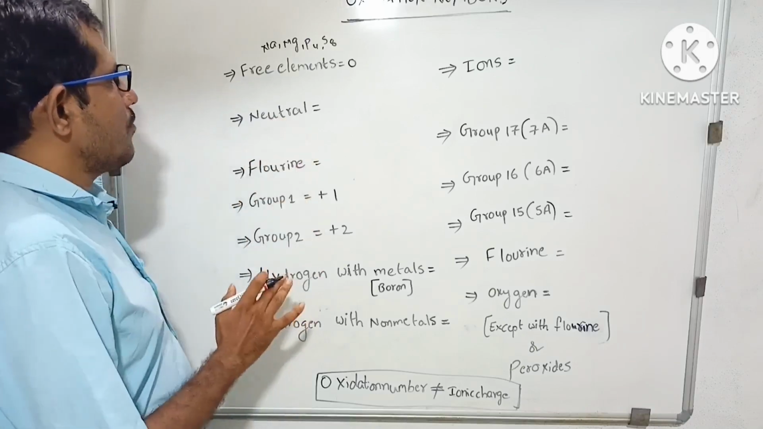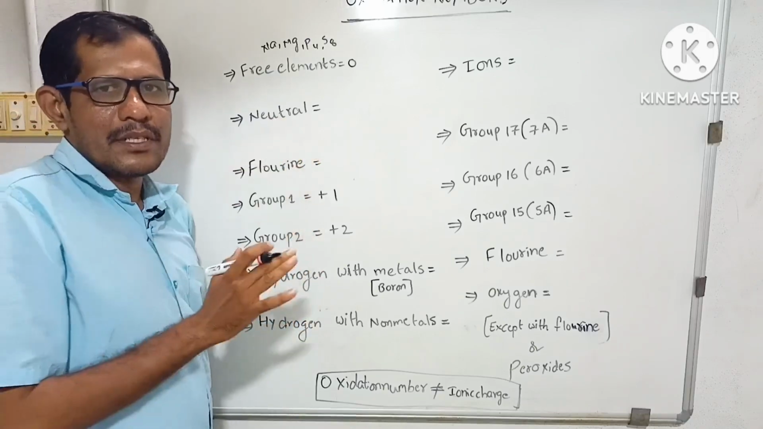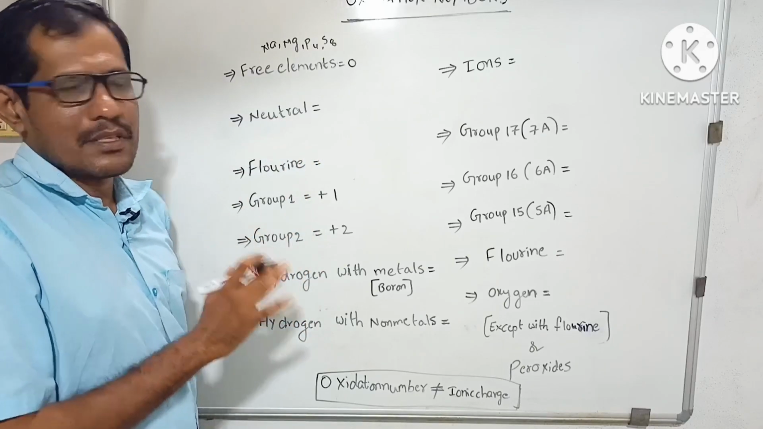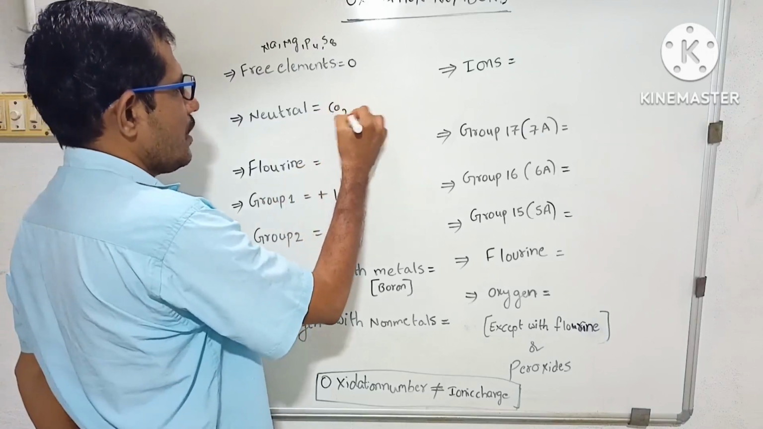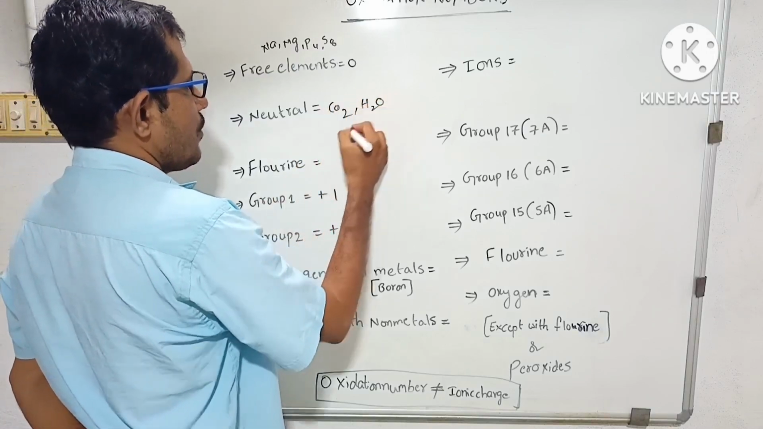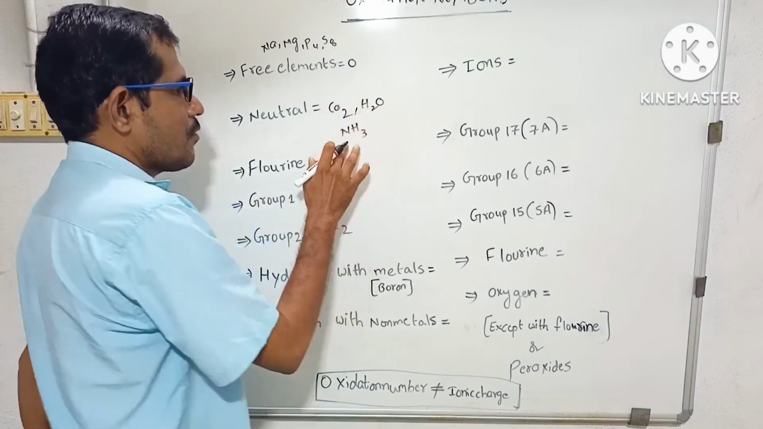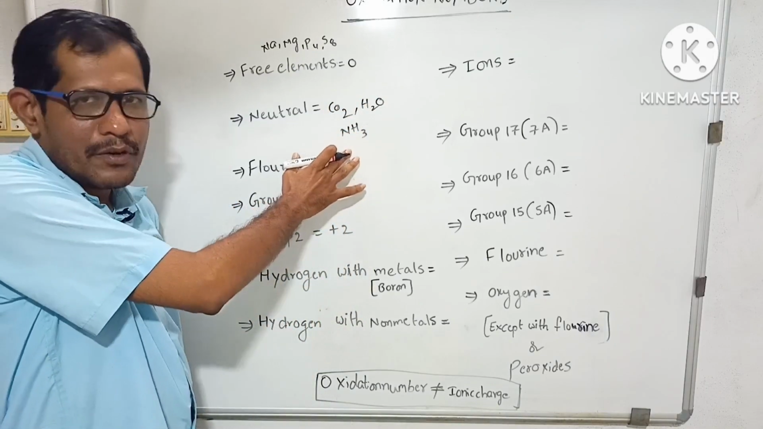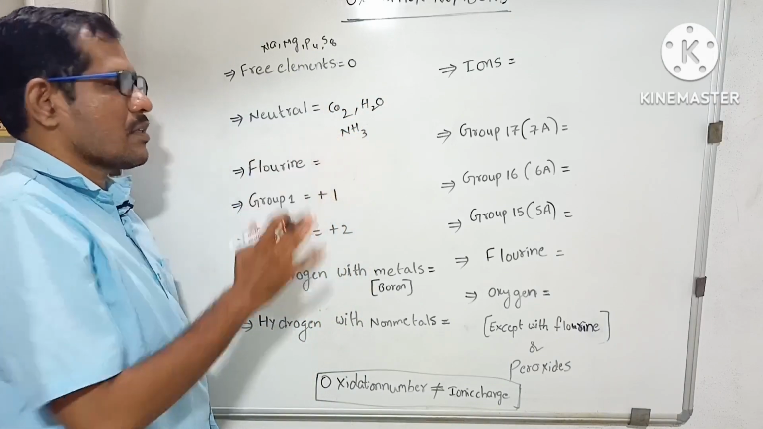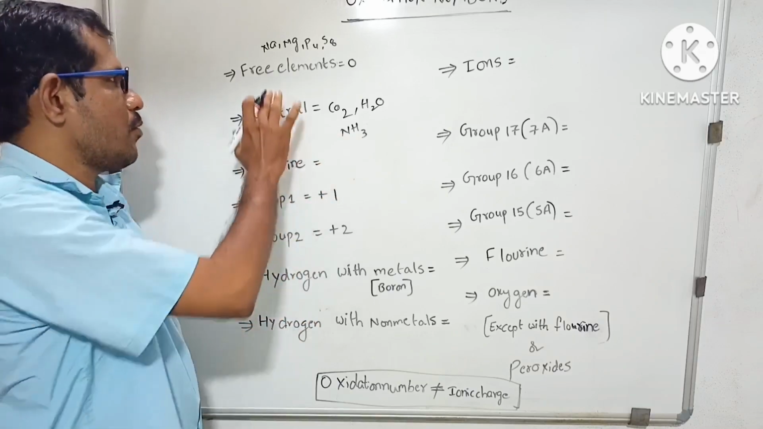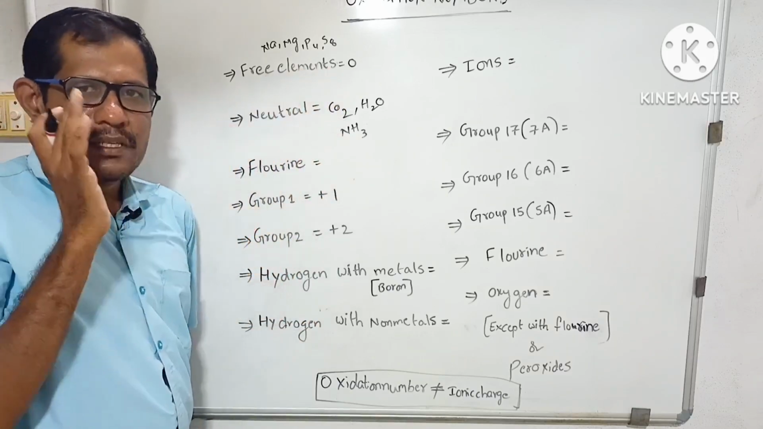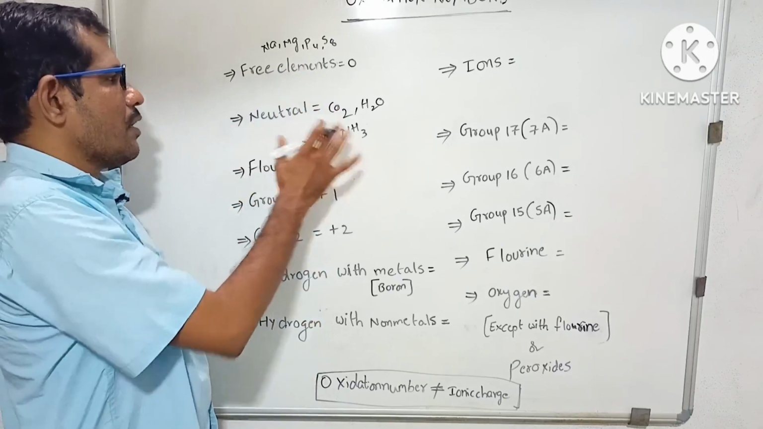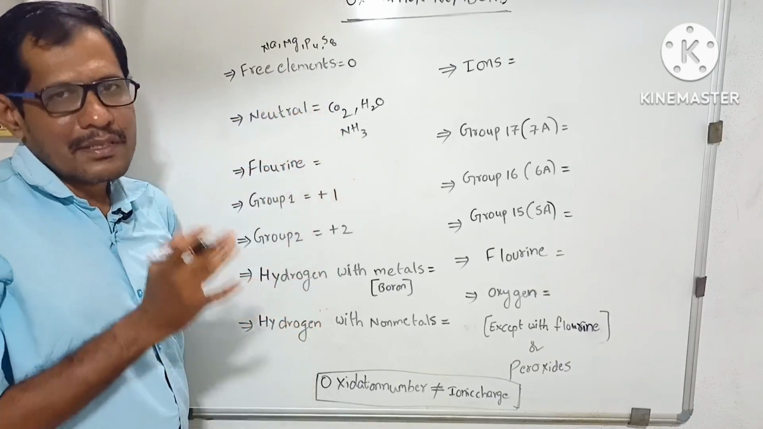So carbon C4 oxidation number is 0. Next, coming to neutral compounds, the oxidation number is 0. If you take CO2, H2O, NH3, these are neutral compounds, and their oxidation number is also 0. The first point is, for free elements the oxidation number is 0. For neutral compounds the oxidation number is 0.